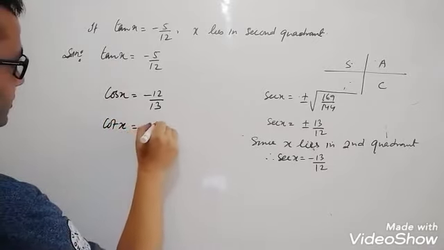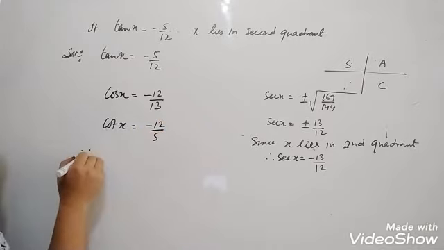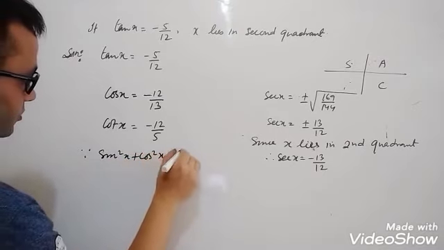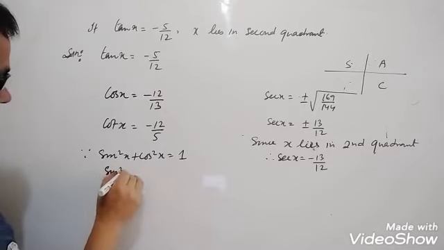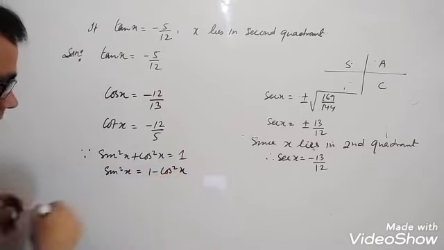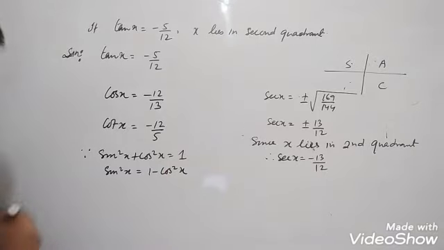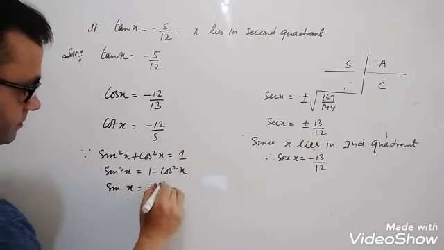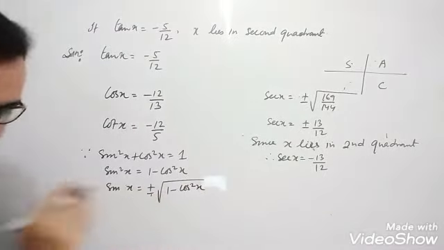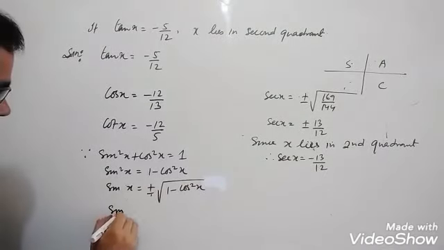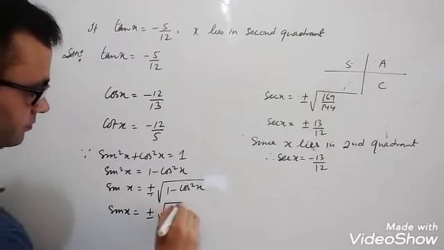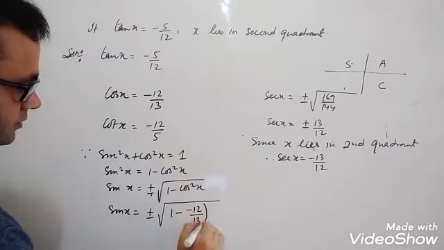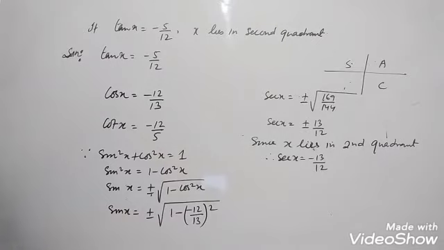Cot x equals minus 12 by 5. Again we have to put another formula, we need to find sin. So sin square x plus cos square x equals 1 for calculating sin x. So sin square x equals 1 minus cos square x. Sin x equals plus minus root over 1 minus cos square x. Now put the value. Sin x equals plus minus root over 1 minus cos, where the value of cos is minus 12 by 13 whole square.